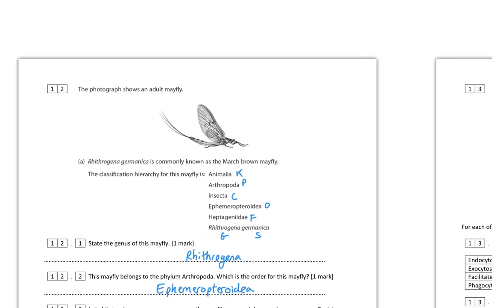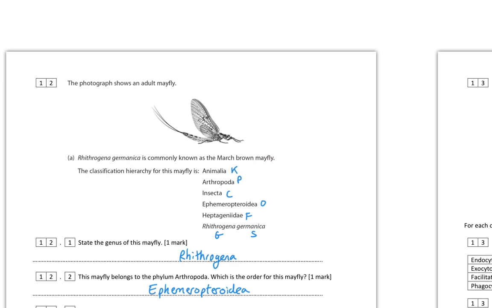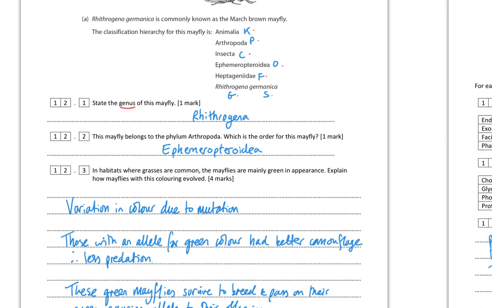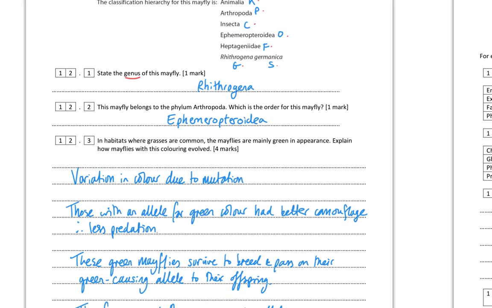Again, this is my working out. So yes, I put my kingdom, phylum, class, order, family, genus, species down. So then this becomes just straightforward to do those 2 questions. And then it's an evolve question, 4 marks.